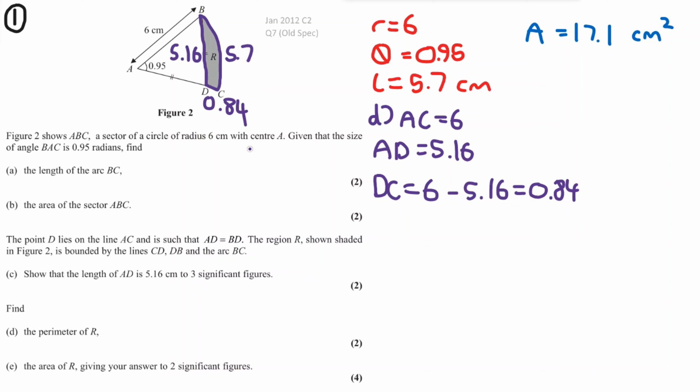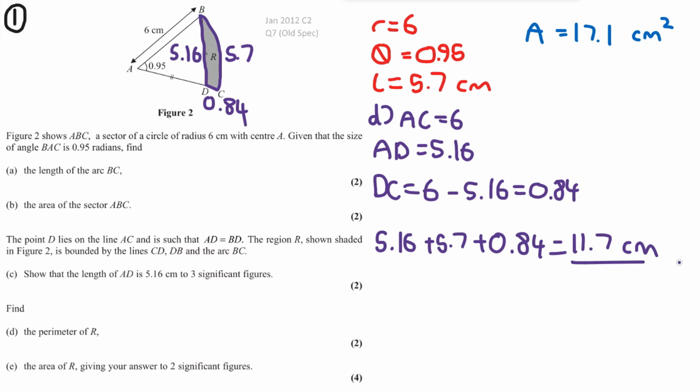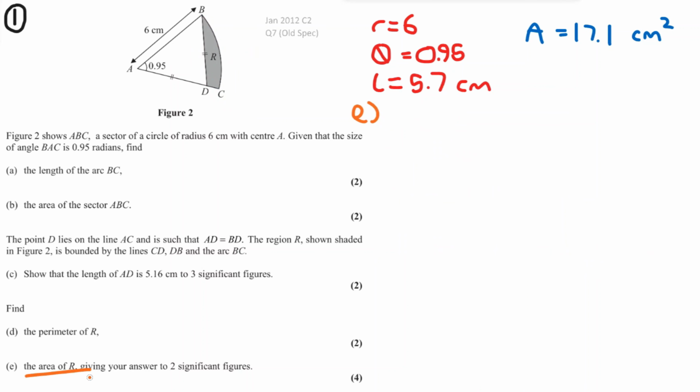So to get the perimeter, we just need to add all of these together. So it's 5.16 plus 5.7 plus 0.84, which if you put into a calculator is equal to 11.7 centimeters. And then for part E, we need to find the area of R.